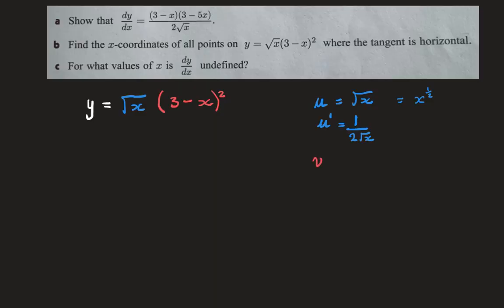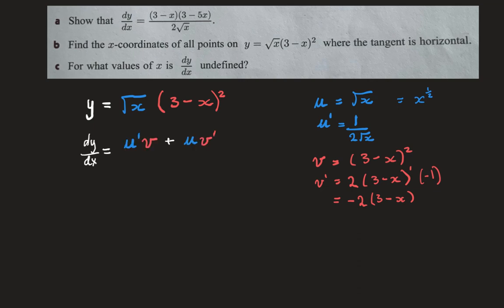The second function we'll call v, and that is (3 minus x) squared. Now this one needs to be done by chain rule because it's a composite function. So when we differentiate this one, we'll get 2 times (3 minus x) to the power of 1, and then we just need to multiply it by minus 1. This gives me minus 2 brackets 3 minus x. The product rule is that we take u dash times v plus u times v dash. So we'll just substitute these in.